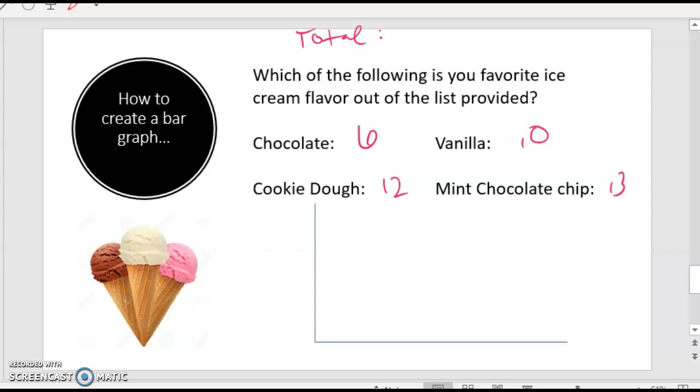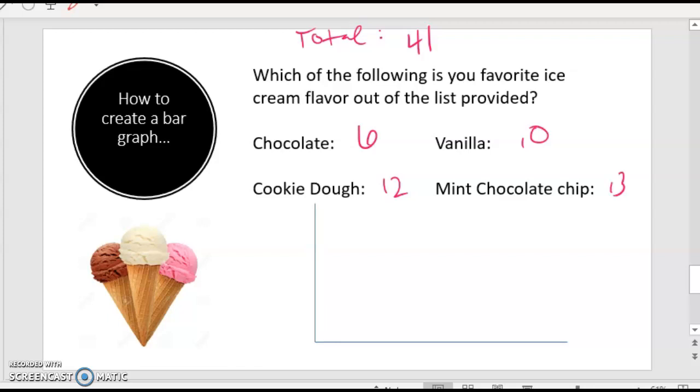So I've got 6 people liking chocolate, 10 liking vanilla, 12 liking cookie dough, and 13 liking mint chocolate chip. So that's going to be 23 plus 6 is 29. 29 plus 12 is 41. Oh man, math. All right, so the total is 41.